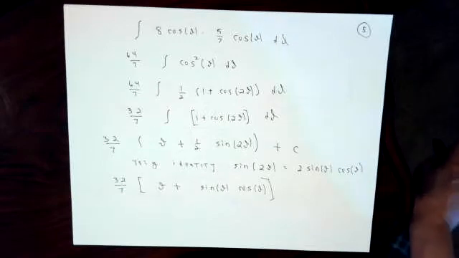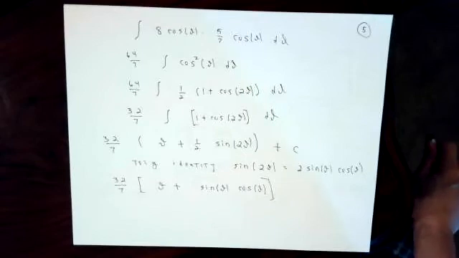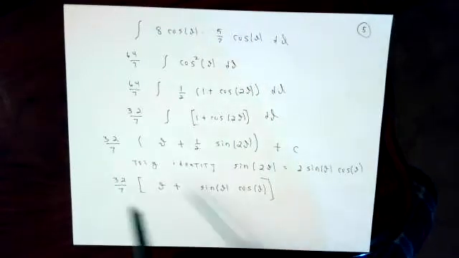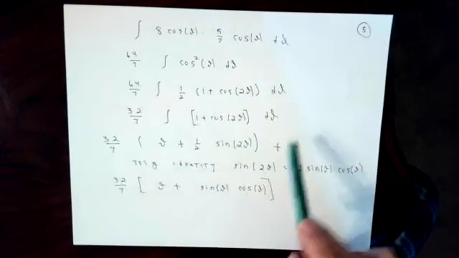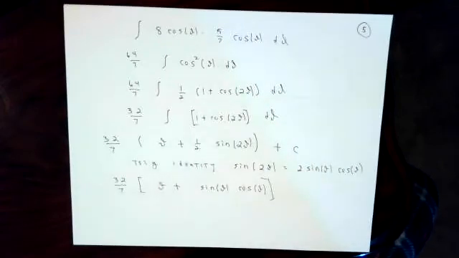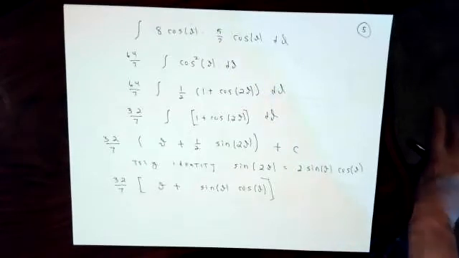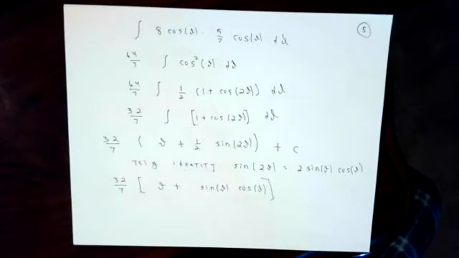Now, we have a trig identity that lets us write cosine squared in terms of just cosine to the first power. So use that identity. 32 over 7, antiderivative of 1 with respect to theta is theta, and an antiderivative for cosine 2 theta is 1/2 times sine of 2 theta. Now, there's a trig identity that says sine of 2 theta is 2 times sine theta cosine theta. So I'm going to use that to reduce the sine of 2 theta down.